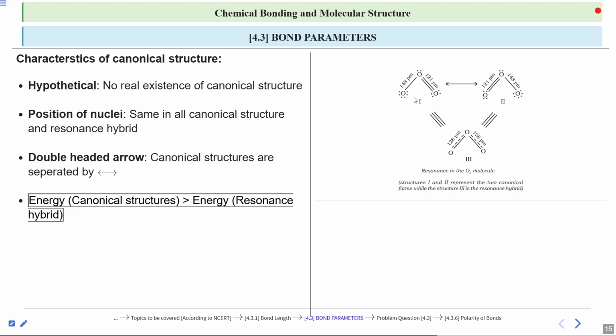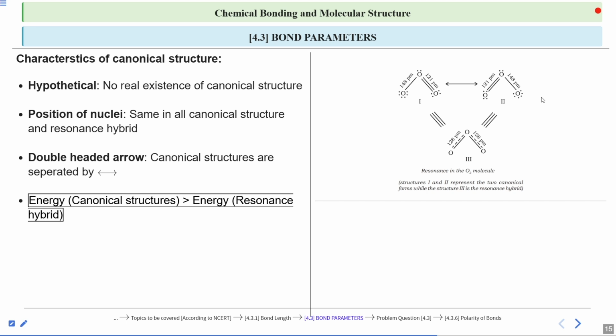If you take the first canonical structure, where it is written as 148 picometer, the number of electrons is 1, 2, 3, 4, 5, 6. Means 3 lone pairs are there on the left hand side oxygen and 2 lone pairs on the right hand side oxygen. Whereas in the second resonance structure, there are 2 lone pairs and 3 lone pairs on the opposite side. Means the electrons have traveled from left side to the right side. Therefore, we are getting a different kind of structure.